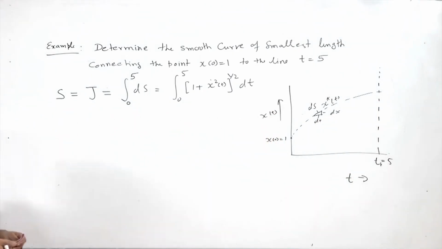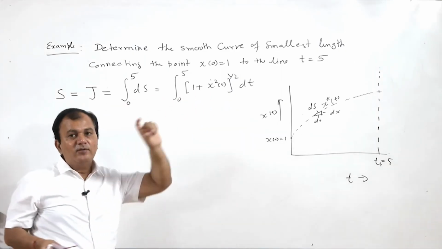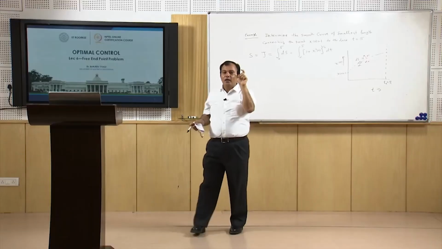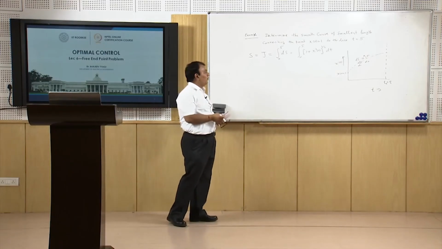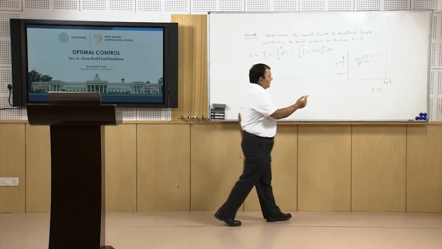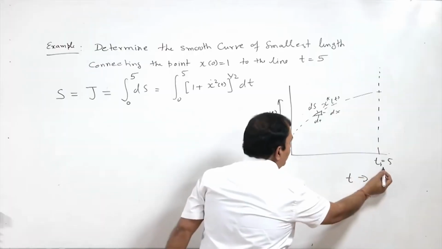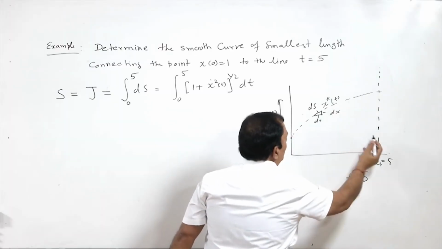My objective here is to determine the minimal length of this curve, which means finding my optimal x star t. In this case my tf is fixed, but x(tf) is free. For the minimal length it can go anywhere.